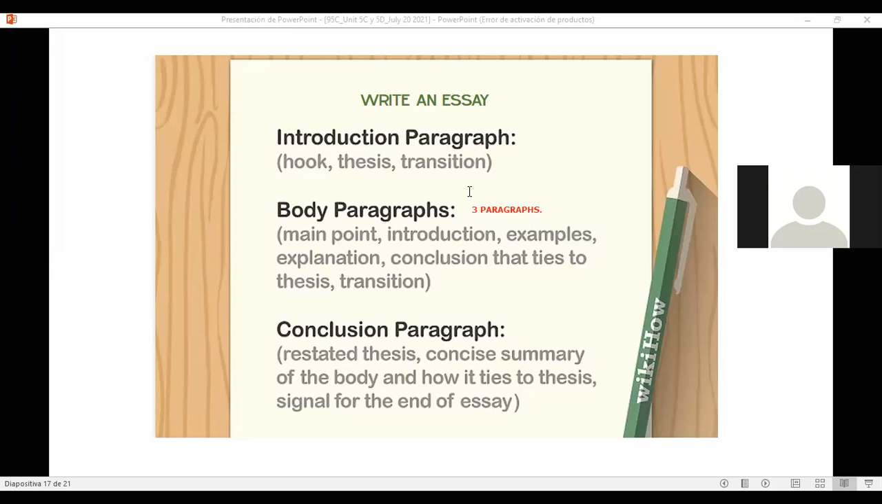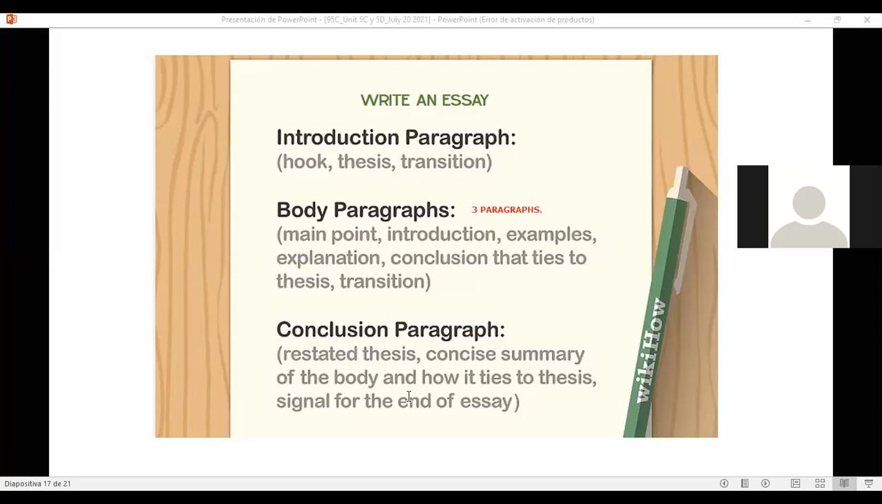Don't forget that you need to use in these paragraphs some specific words. Okay, we're going to see those words later, but you need to talk about some main points of your investigation, using examples, using maybe statistics, using explanations, or maybe any other experience that can help you to develop your points. Okay, so in the body paragraphs, you're going to develop the main ideas.